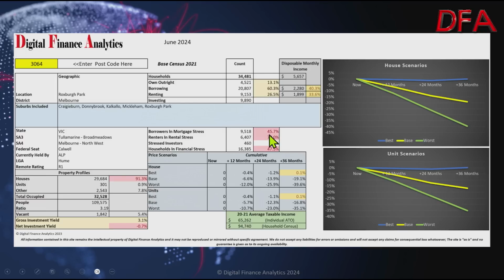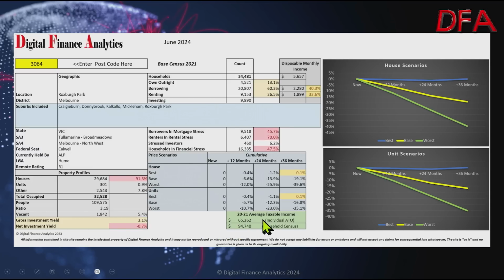Mortgage stress is quite high at 45%. That's more than 9,500 in that particular postcode. 70% of those in rental stress, more than 6,400. Some stressed investors, overall financial stress at 47%. 91% of houses, a small number of units and other types of property. People ratio is very high at 3.19, so a lot of families here. The vacancy rate is 5.4%. Gross investment yield is 3.1%. Net investment yield is minus 0.7%.